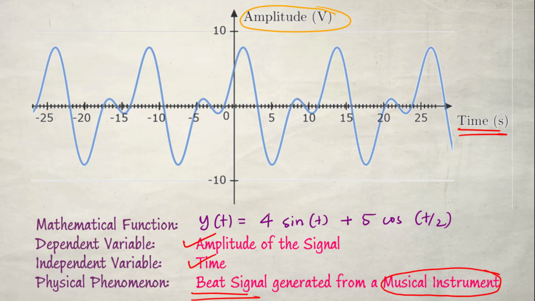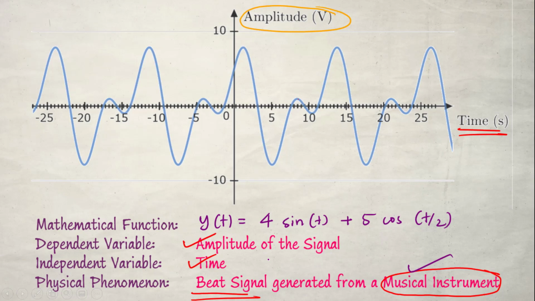There is a mathematical function, that is nothing but 4 sin t plus 5 cos t by 2, and that should be based on some underlying physical phenomenon, that is a sound from the musical instrument, and we have an independent variable, that is time, and a dependent variable, amplitude of the signal. So that is the definition.